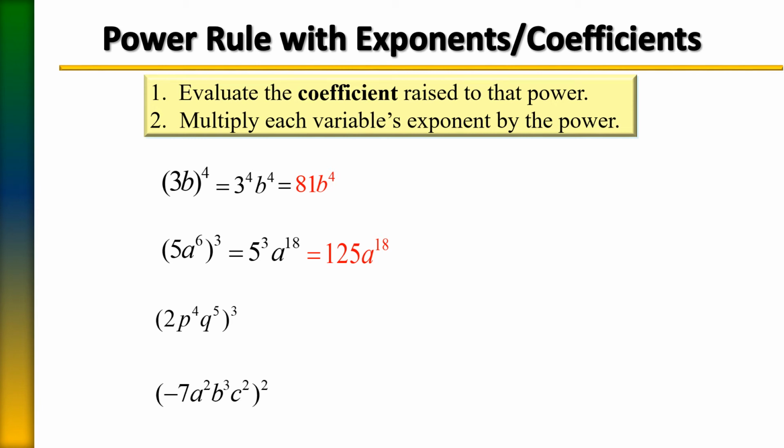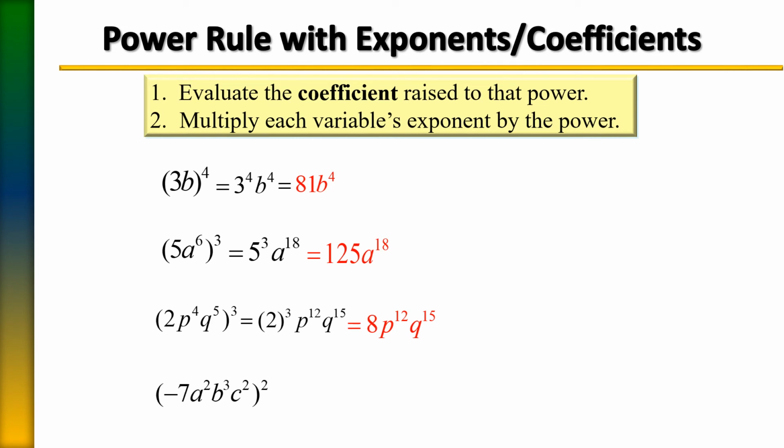For the next example, we are going to have 2 raised to the 3rd power. P already has a power, so let's multiply them. 4 times 3, that's going to give me P to the 12th power. Q already has a power, so let's multiply their powers. 5 times 3, that's going to give me Q to the 15th. Lastly, I have to solve the numeric part of it. 2 multiplied 3 times is going to equal 8, and that leaves me with an answer of 8, P to the 12th power, Q to the 15th power.